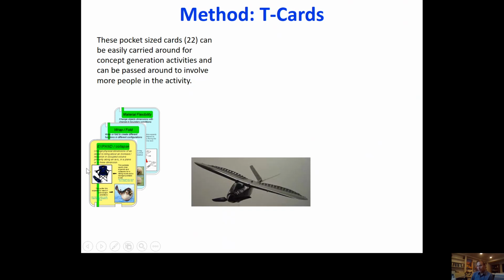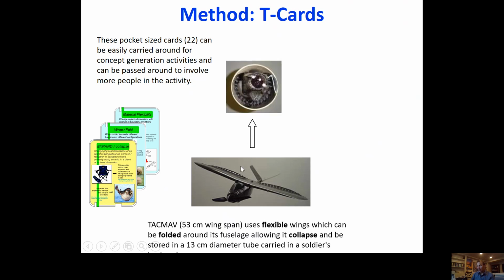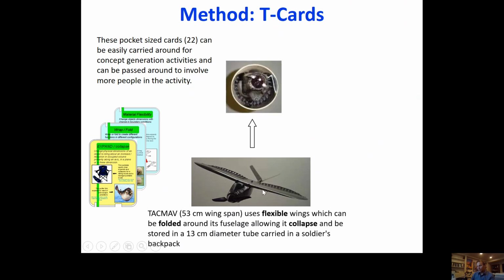There are 3 cards that show the principles, and then the various facilitators. The cards have examples of products or items from nature that exhibit that principle or that facilitator. So they help you brainstorm different ideas that would allow you to employ that facilitator or that principle. In the example of our small MAV, it uses flexible wings, which can fold up around the fuselage and be shoved into a tube. This is looking at the end view of a tube, but this MAV fits in a 3-inch diameter pipe and can be easily carried and stored.